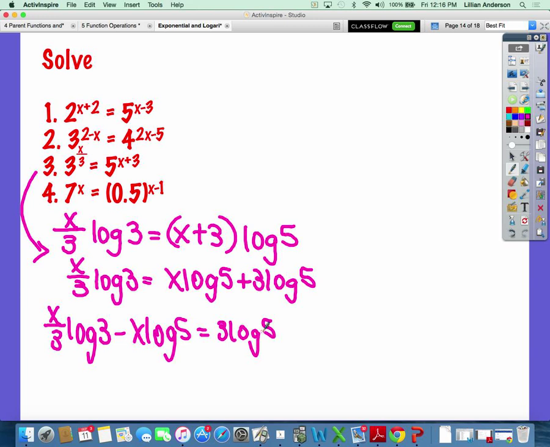And now that we have my x's on the same side in both of my terms, I can combine them. I can factor out an x. Because when I factor out an x from both of these, I have what from this first term? 1/3 log 3 minus log 5 equals 3 log 5.